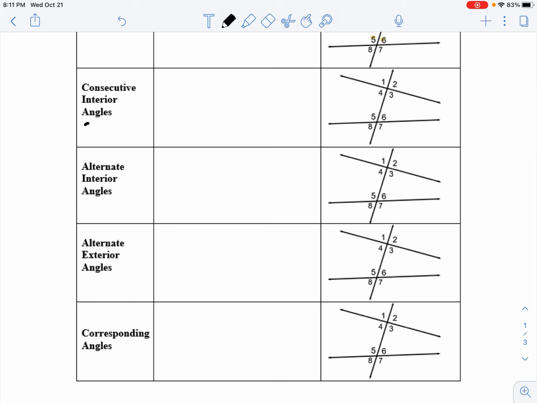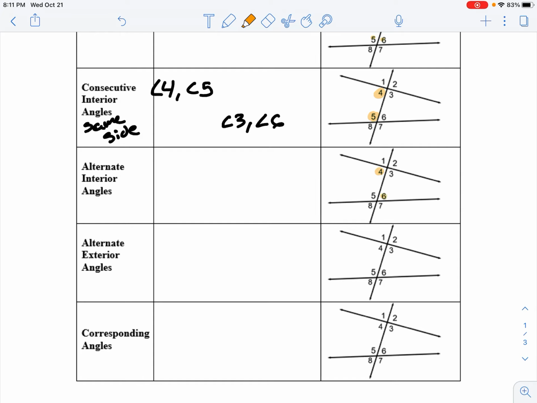Consecutive interior angles, we've called them same side interior angles before. So same side interior angles would include, I'm only going to do one set of them for you, but like angle 4 and angle 5. The other one would be angle 3 and angle 6, but I'm not going to highlight those because that can be confusing.